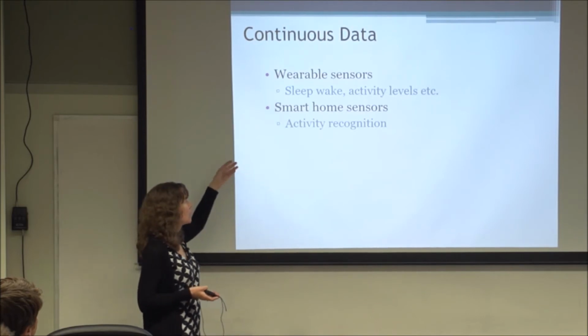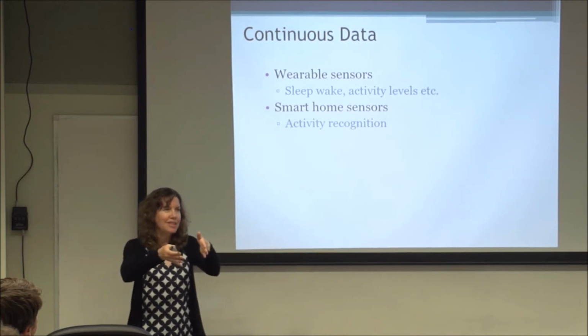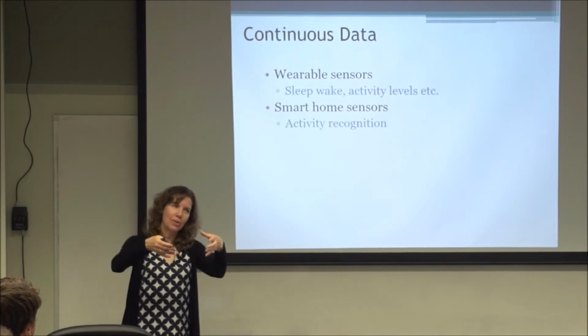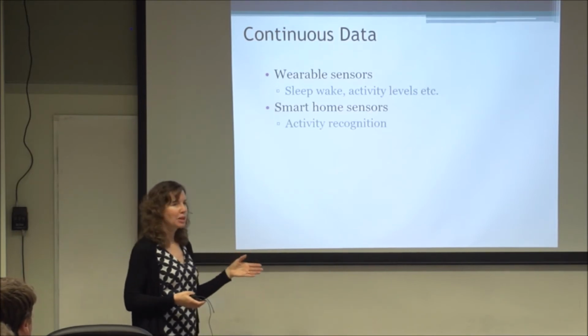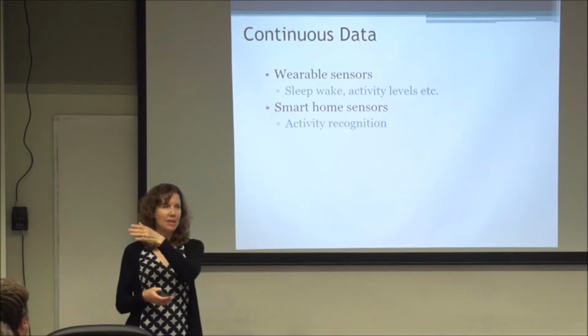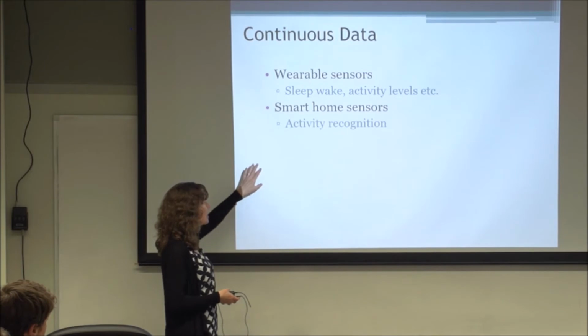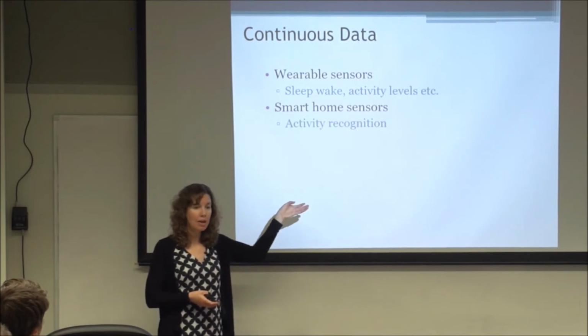A lot of times what ends up happening with this sensor data is we end up collapsing it down to, okay, this is an average for a month or a week of data. But ultimately, what we really want to be able to do is look at those subtle changes that can happen with fluctuations. With activity recognition, this is something that we're trying to validate right now.